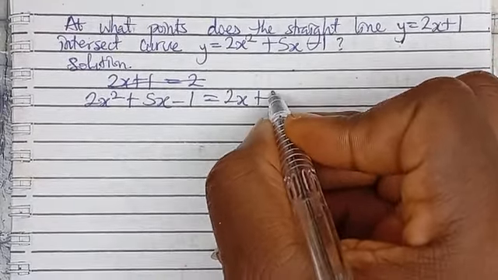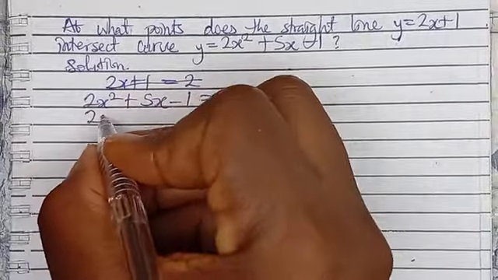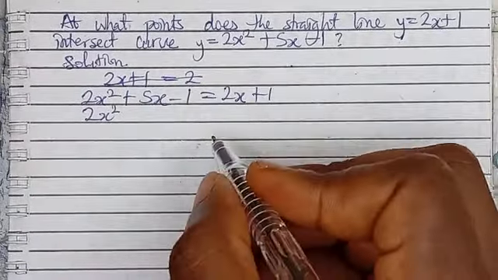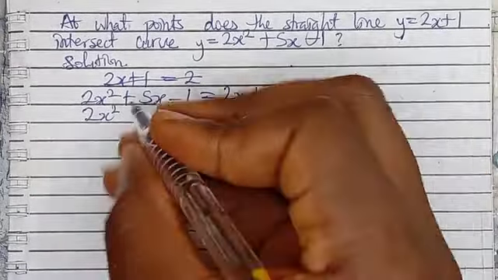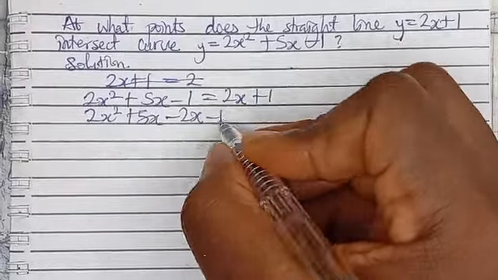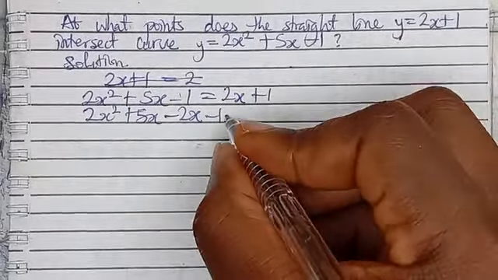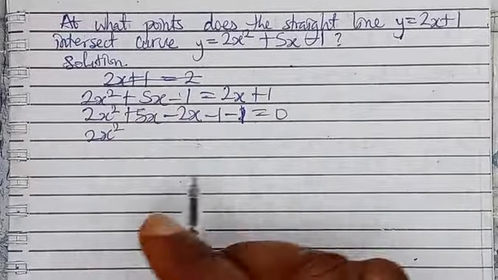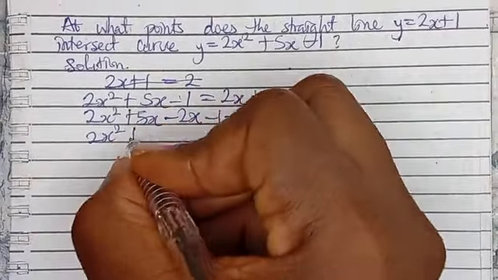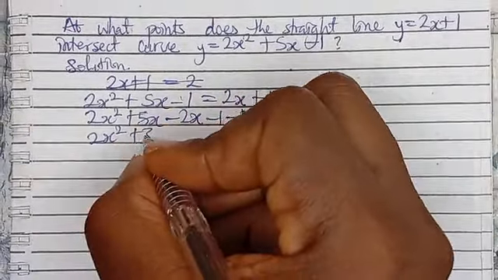Okay, we are going to collect like terms. We have 2x squared and then we have plus 5x. 2x crosses over to be negative 2x. We have negative 1 already. Then plus 1 crosses over to be a negative 1, equal to 0. We have 2x squared plus 5 minus 2 is plus 3x. And then we have minus 1 minus 1 is minus 2, equal to 0.